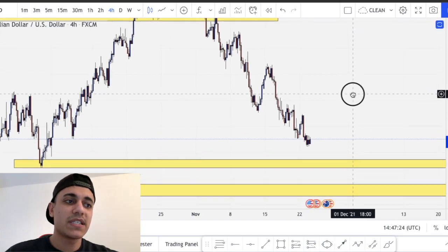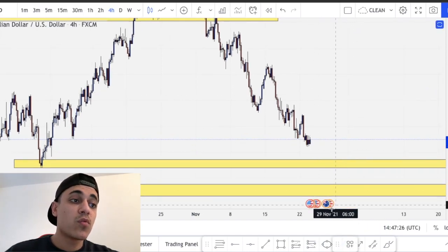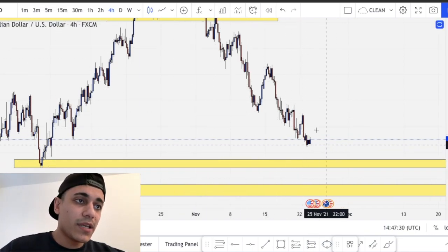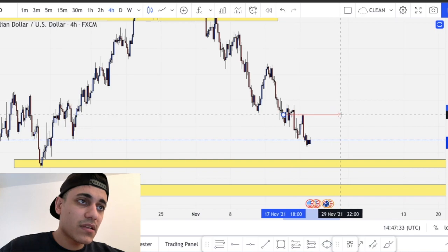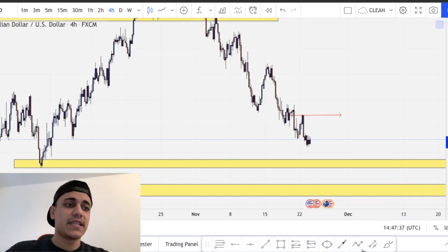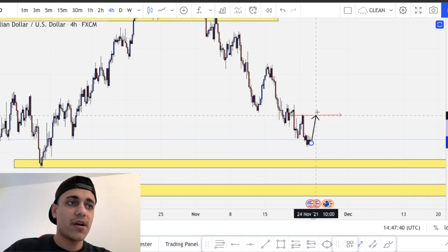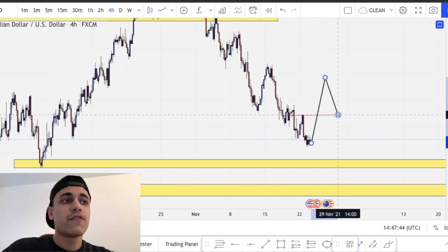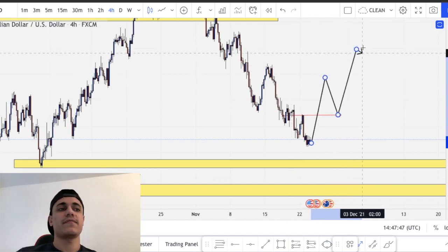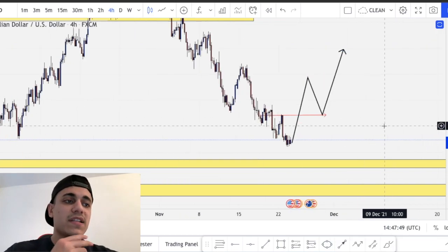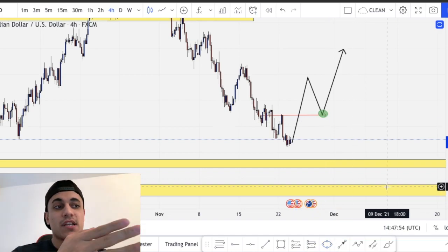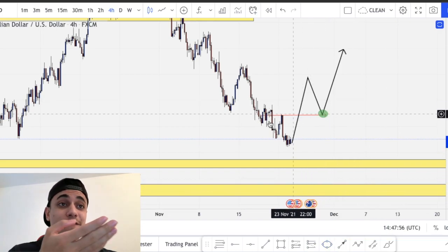If the market gives me signs, and when I say signs, this is what I'm looking for. I need to see a break of this lower high right here, right? So I need the market to push up, come back, retest for a continuation to the upside. This is what I'm looking for, and that's where I'm going to be looking for a buy position.